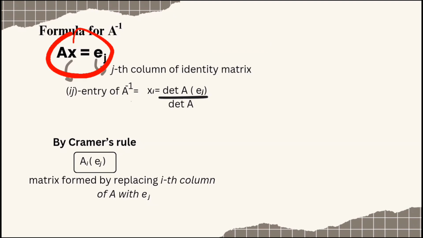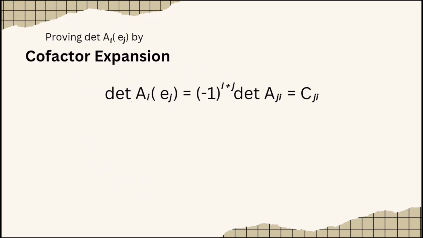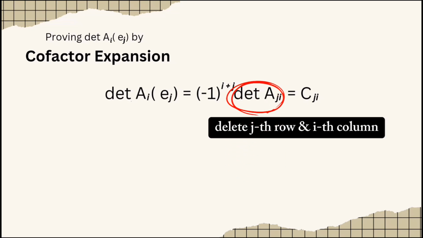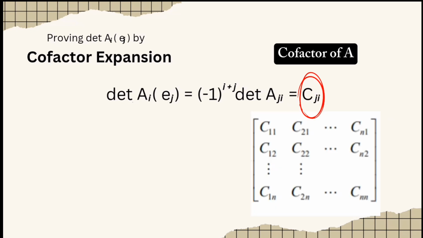Formula for A inverse. Ej is the column of the identity matrix, and the ith entry of x is the ij entry of A inverse. This is the formula for the ij entry of A inverse. By Cramer's rule, Ai(ej) is the matrix obtained by replacing the ith column of A with ej. Then, we use cofactor expansion to compute the determinant of Ai(ej). Aji is a minor of A, meaning it is the determinant of the matrix obtained by deleting the jth row and ith column of A. Cji is the cofactor of A at position (j, i).